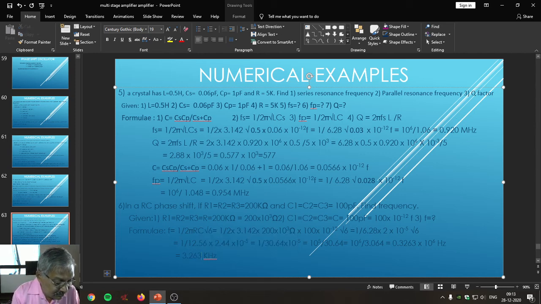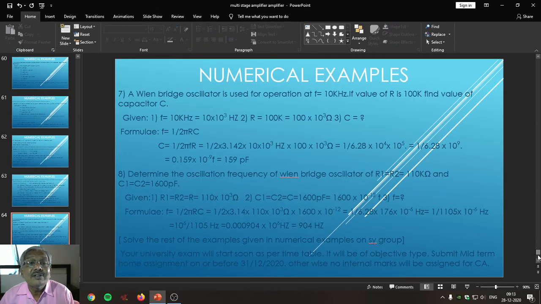3 kilohertz. We can get it. This is how we can calculate the frequency of phase shift oscillator.